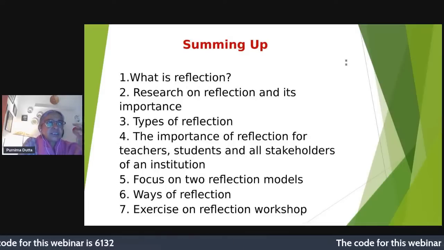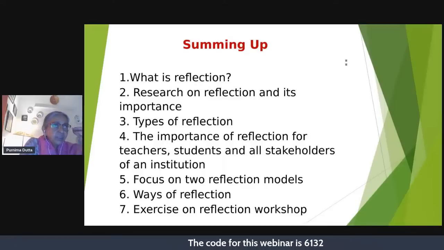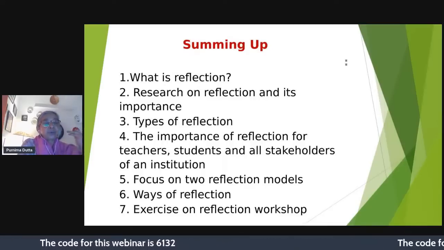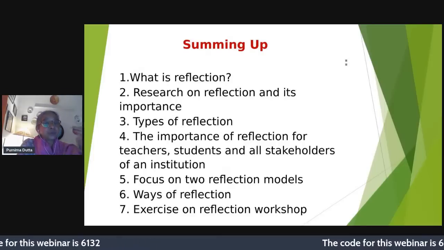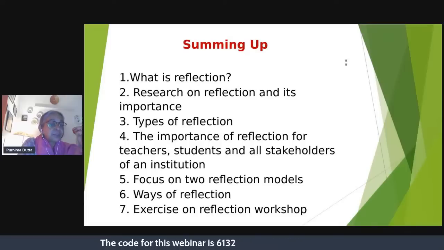Why is reflection important? Because it helps us improve. It makes us more confident because we know where exactly we went wrong last time, and so we know we are not going to repeat it. What are the types of reflection? There are many types of reflection.